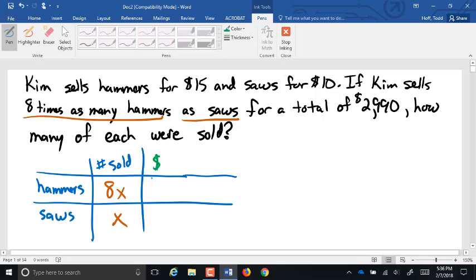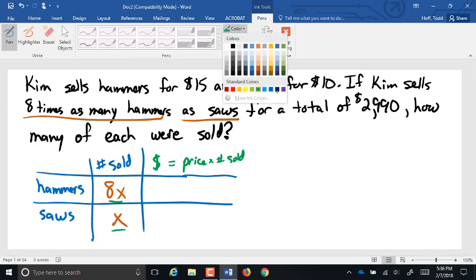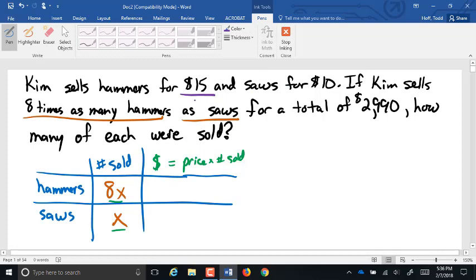Now, then we need for the dollars. Remember, the dollar amount, the dollars sold is equal to the price times the number sold. So we've got the number sold here. We just need to combine the price with each of those. For hammers, it's $15 each. 15 times 8X. For saws, it is $10 each. That'll be 10 times X. So 15 times 8X is 120X. 10 times X is 10X.